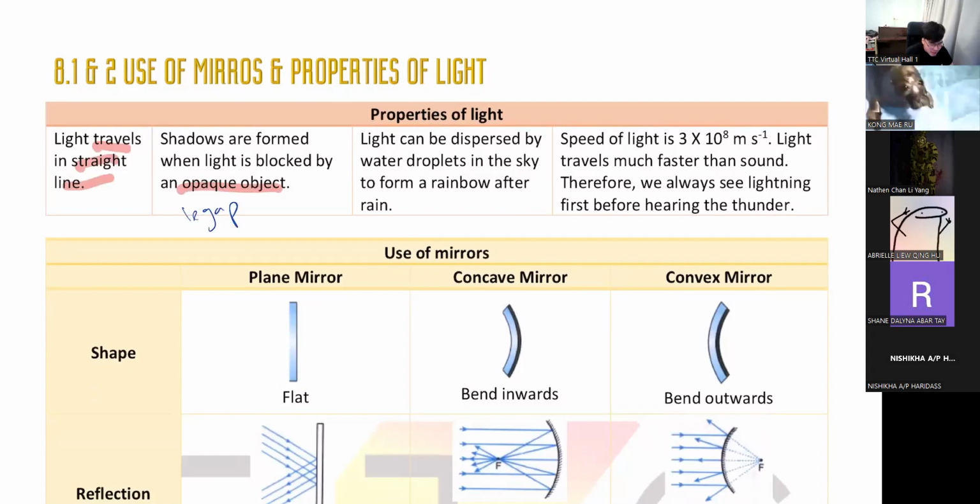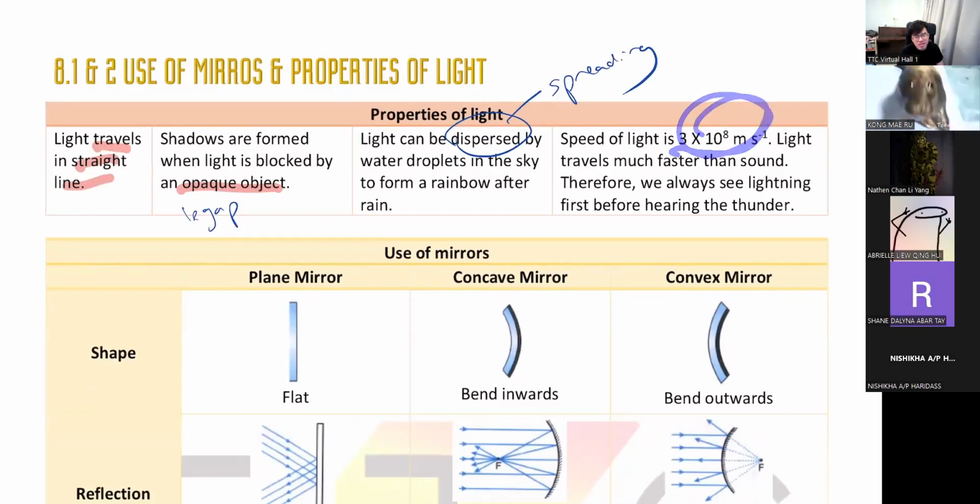Okay, and then of course, light is dispersed. Dispersed means I spread them out. Dispersion is the spreading of light. When I spread light out, you see 7 colors. And then light is the fastest thing in the universe. Nothing is faster than the speed of light.